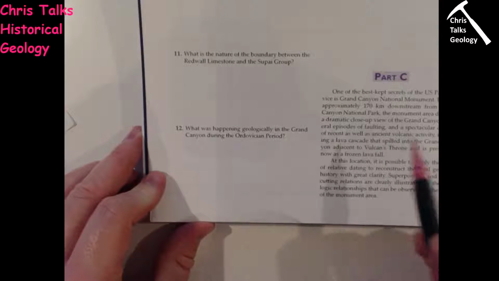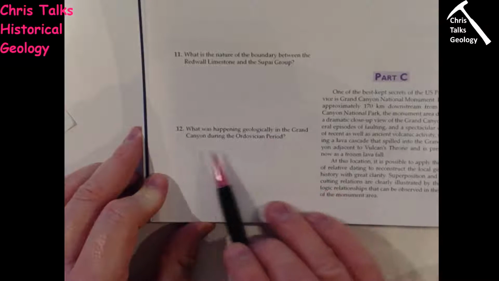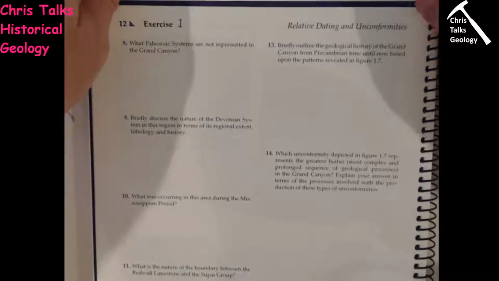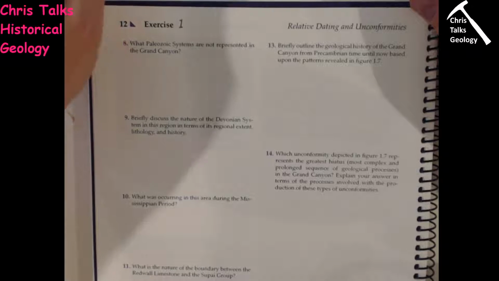Question 12. What is happening geologically in the Grand Canyon during the Ordovician period? Okay, well, obviously, please remember, as a geologist, the only way that we know what is happening is if we have rocks. If we have rocks, then that's great. We can look at those rocks, we can work out what's happening, and we can come up with a geologic history for that time period. If we do not have rocks, we have absolutely no idea. All right. For all we know, during that time period, the world was covered in unicorns and dragons. But if we don't have any kind of evidence, we don't know.